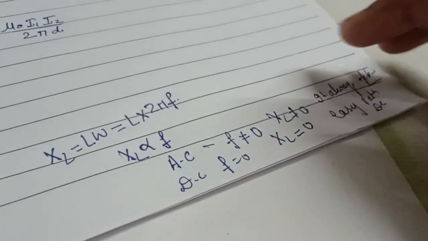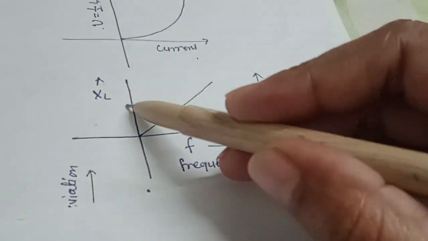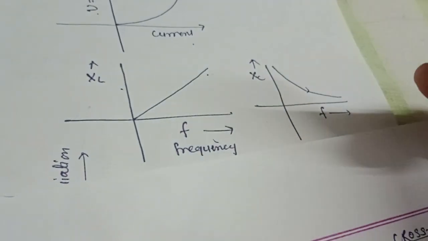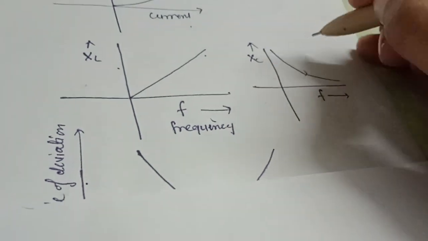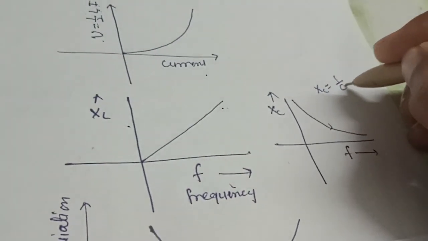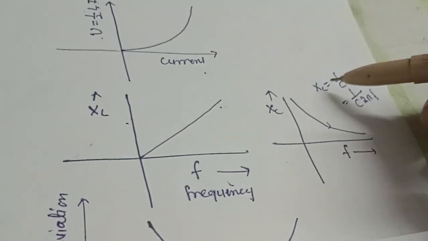And what is the relation between XL and frequency? They are directly proportional to each other. For XL and frequency, the graph is a straight line, directly proportional. But what about the capacitor? For a capacitor, XC is written as 1 by C omega. And 1 by C omega is 1 by 2 pi f C.